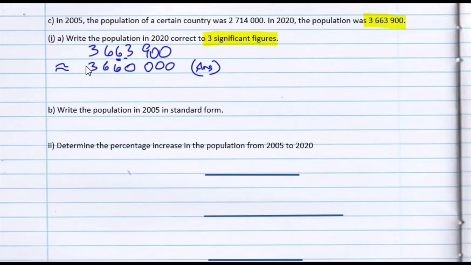So we have approximated the population for the year 2020 to 3,660,000. Now we need to write the population for 2005 in standard form. Population for 2005 is 2,714,000.